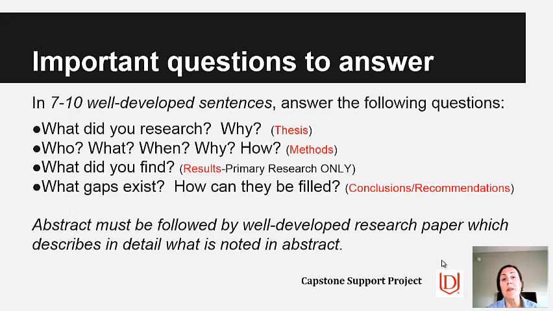So as I said before, 7 to 10 well-developed sentences to answer the following questions. What did you research and why? That is your thesis. What methods did you use? Who, what, when, why, how? How did you do your research? And what did you find? Again, those results are only if you did primary research.